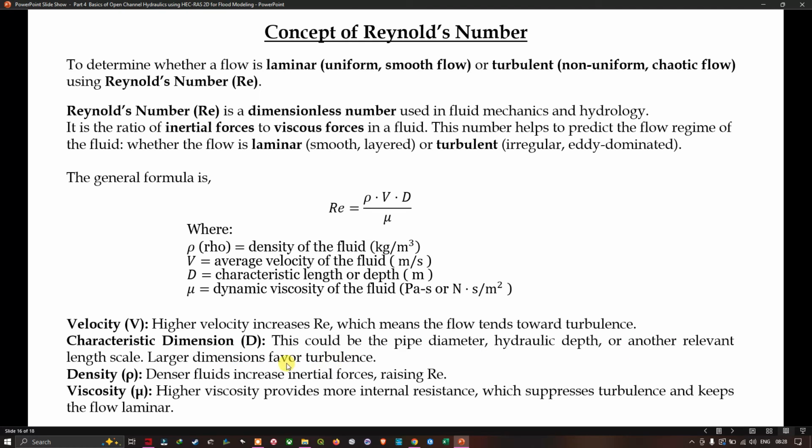And the next is the density. The denser fluid increases the inertial forces, raising the Reynolds number, so a higher Reynolds number indicates a turbulent flow. And last is viscosity. The higher viscosity provides more internal resistance, which suppresses the turbulence and keeps the flow laminar.